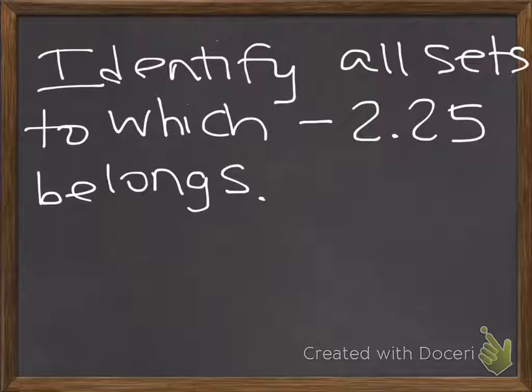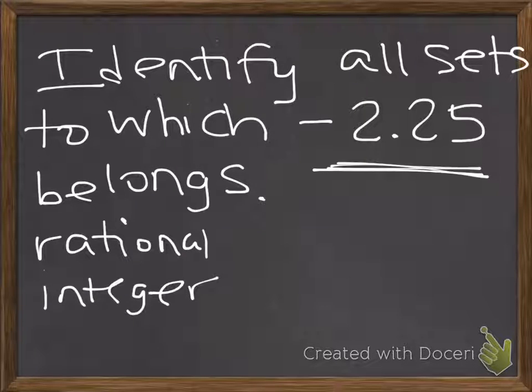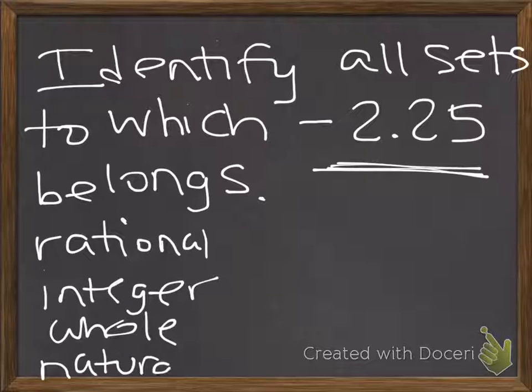Here we need to figure out which set of numbers negative 2.25 belongs to. We have rational, we have integers, we have whole numbers, and natural numbers. Natural numbers are the most specific. They're more just like counting numbers, so 1, 2, 3, 4, they have to be positive. They don't include 0, so this is definitely not a natural number.